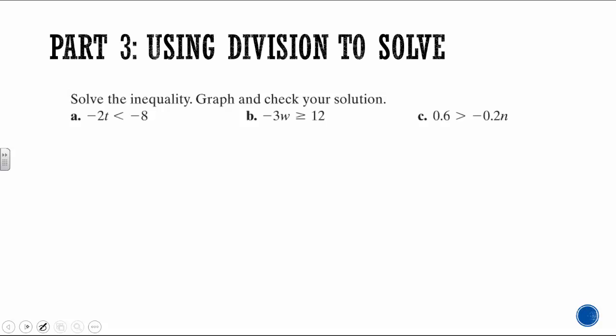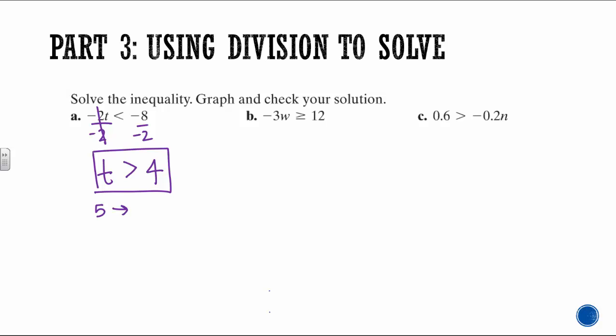Let's do some more. If I'm trying to get t by itself, negative 2 and t are multiplying. The opposite of multiplication is division, just like anything else we've done. We get t by itself, we get a positive 4, but remember we divided by a negative number. So we want this to be t is greater than 4. Remember, you can check this. Pick a number bigger than 4, like 5. If you plug that in, negative 2 times 5 has to be less than negative 8. So you get negative 10 is less than negative 8. It's true. You would know in your check that you didn't switch the sign, because if you didn't, you'd want numbers less than 4, and those wouldn't work.